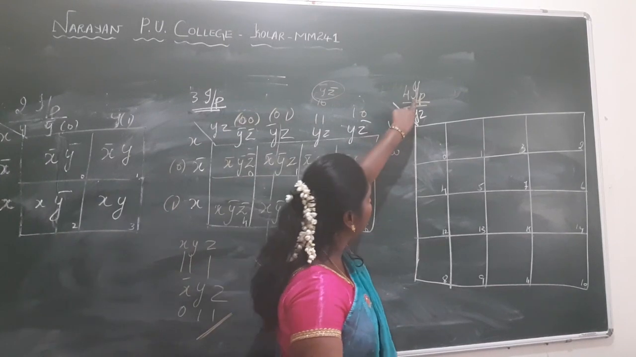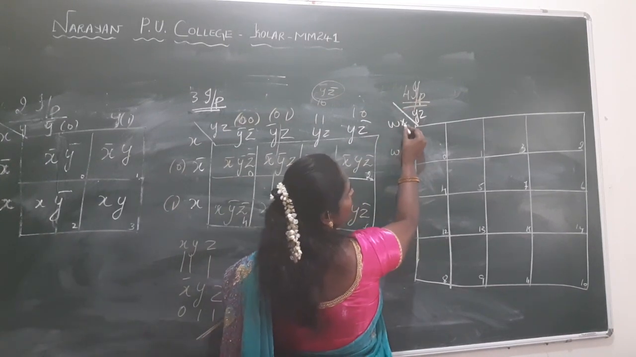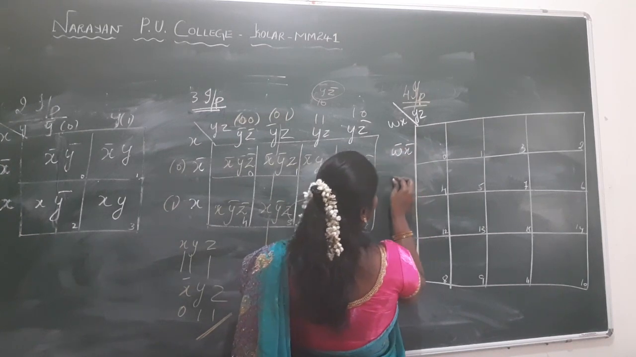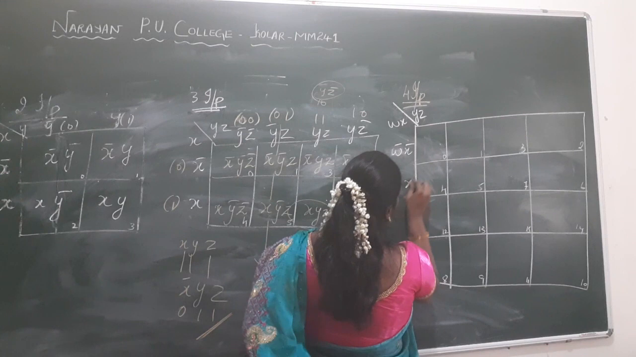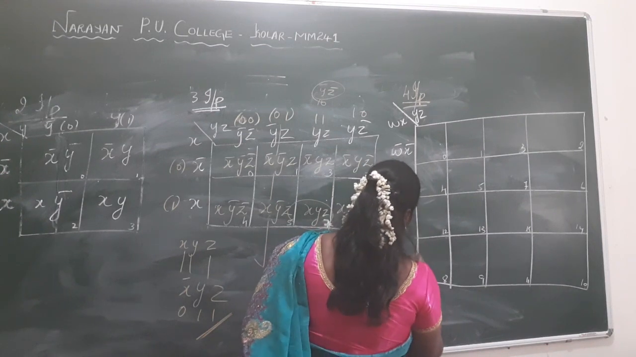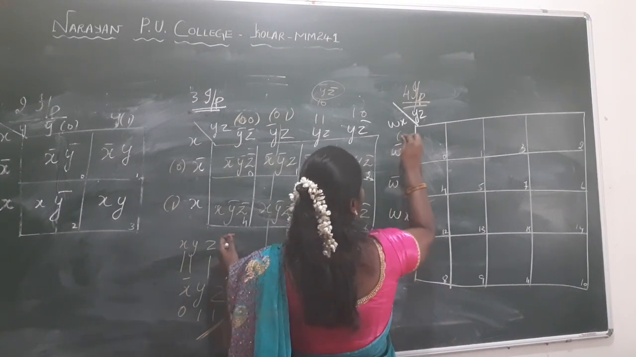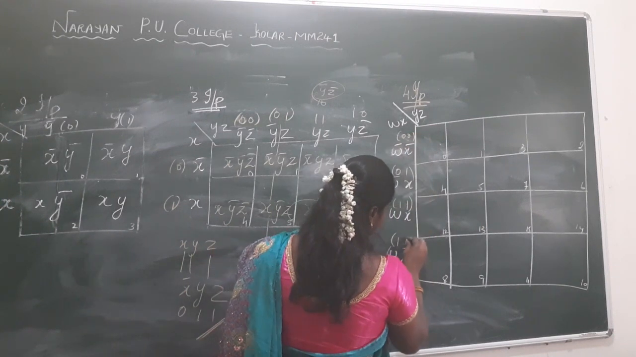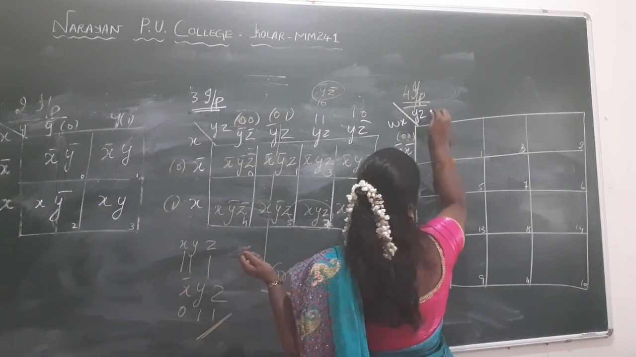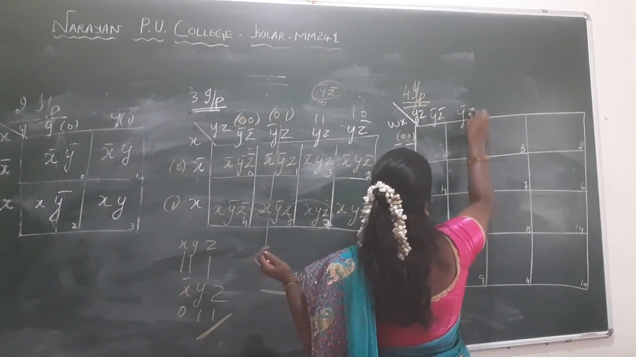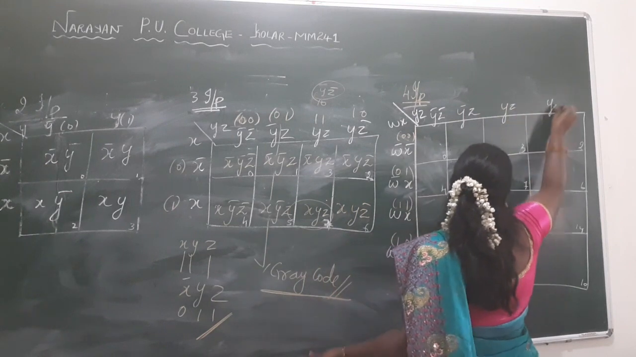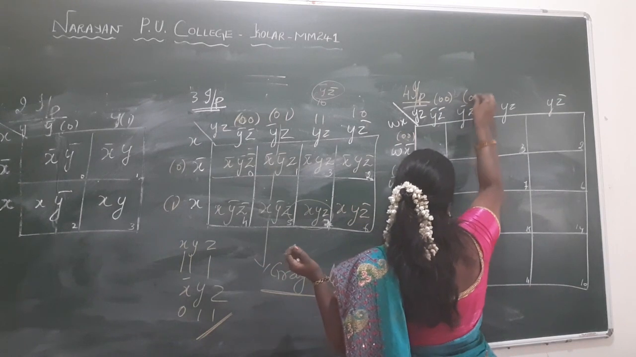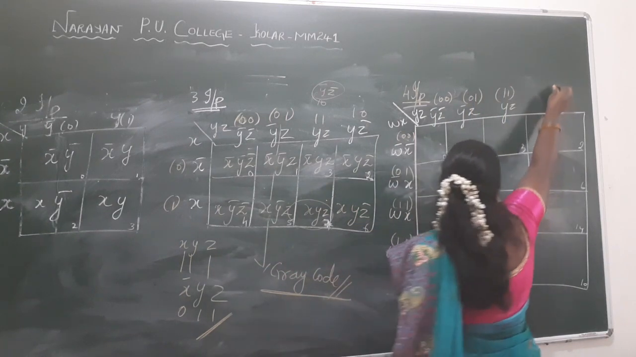So this is for 4 inputs. I am taking the variables as w, x, y, z. Here it is in the form of w bar x bar, w bar x, w x, w x bar. That is nothing but 0 0, 0 1, 1 1, 1 0. Similarly here y bar z bar, y bar z, y z, y z bar. That is nothing but 0 0, 0 1, 1 1, 1 0.